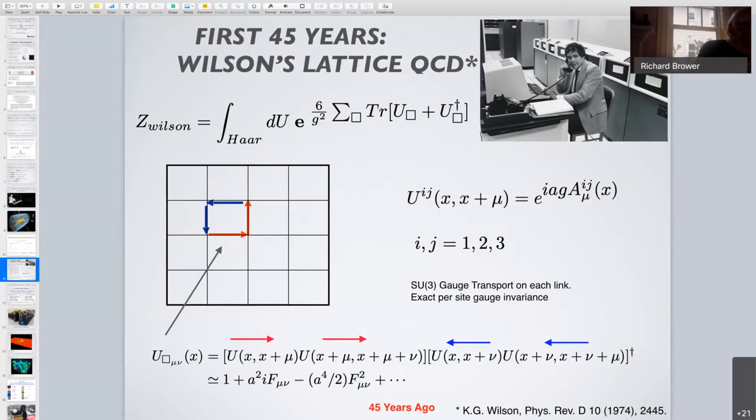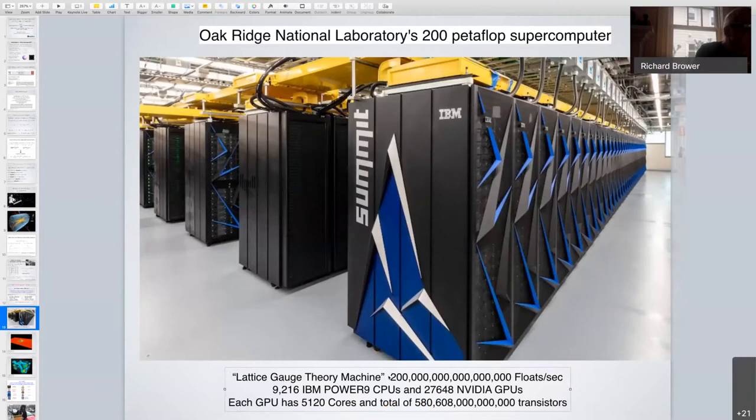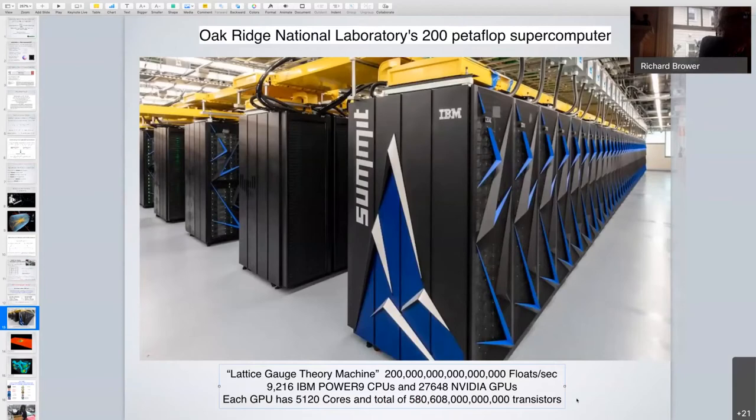When you get these lattice gauge theories, all you have to do is turn on large computers. Here's the current one that my colleagues are running on. It does this many floating point operations per second, an existing machine. It has approximately this many transistors, this many GPUs. So we are taking our current methods and certainly pushing them to the extreme of technology. But I'm interested in methods here that have not been pushed.